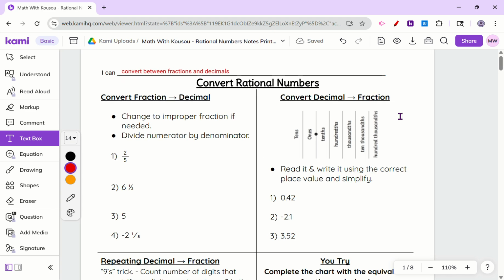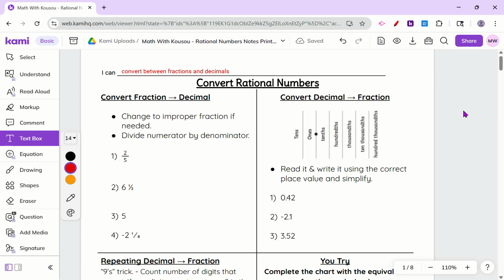Hi there, in this video we are going to go over how to convert rational numbers. Specifically, we are going to convert between fractions and decimals. Before we get started, you need to know what a rational number is. A rational number is any number that can be turned into a fraction.